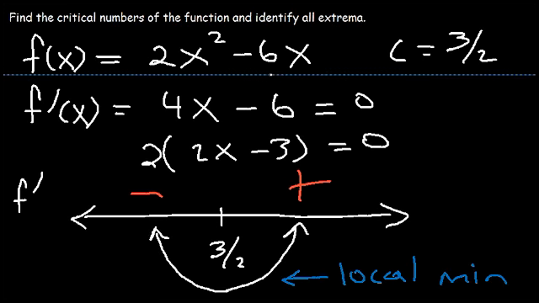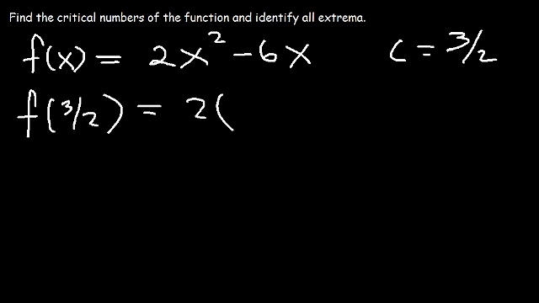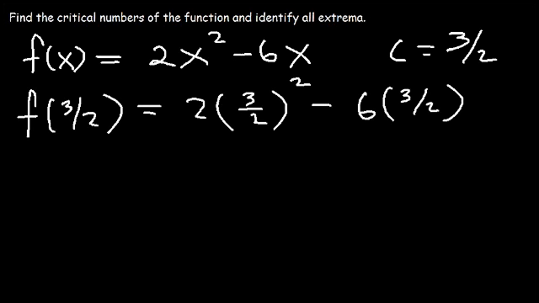Now sometimes you may have a problem that wants you to find the local minimum value. The local minimum value is the y-coordinate of the local minimum. So let's go ahead and find the y-coordinate. Let's plug 3 over 2 into the equation. So what is 3 over 2 squared? 3 squared is 9, and 2 squared is 4, but I'm going to leave it as 2 times 2.